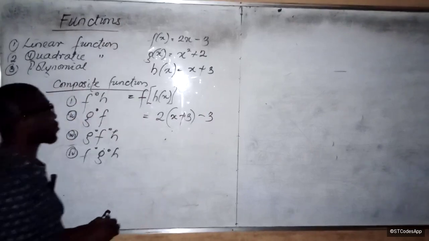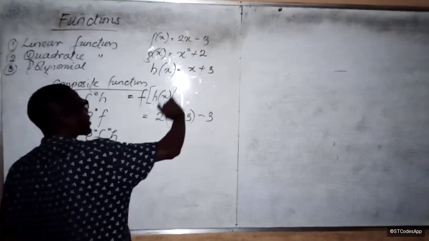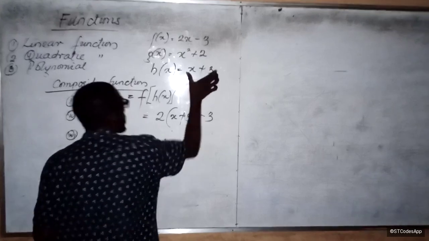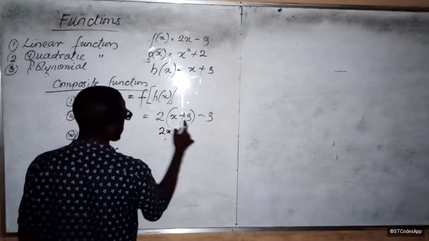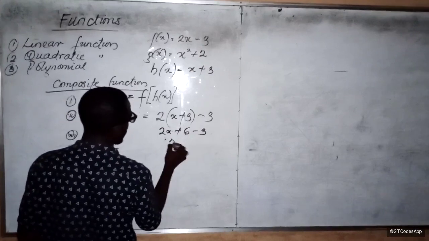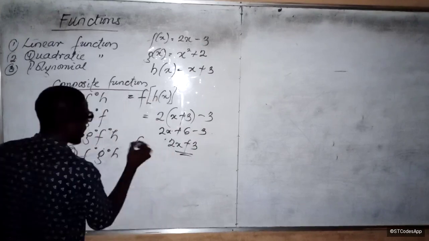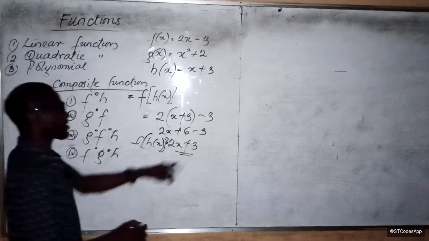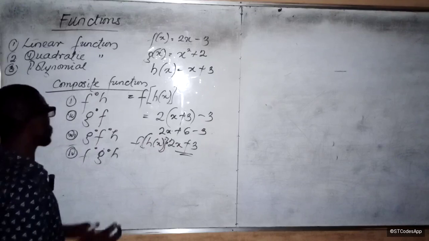What I basically did was I brought down my f of x. f of x is 2x minus 3. But now I'm looking for f of h of x. h of x is this, so I plug this into the x position. So I have 2x plus 6 minus 3. So we have 2x, and this minus this is what? Plus 3. And so f of h of x is 2x plus 3. All right, and that's that for that. Now let's go to the next one.